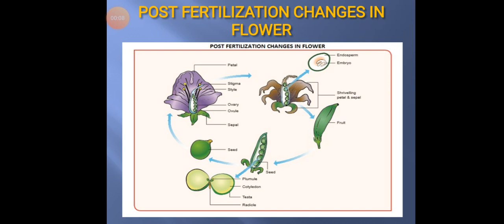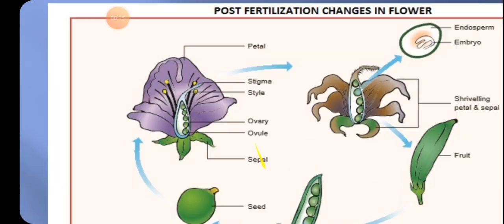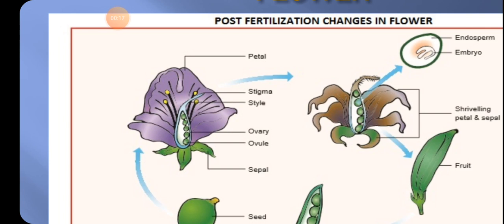Now we have to see the post-fertilization changes in a flower. First, we are observing the internal structure of one flower. From the outside, the greenish calyx, the colorful petals, and the internal stamens and pistils are displayed. The stamens and pistils are the only reproductive parts.